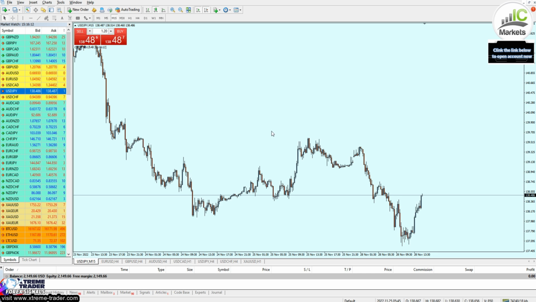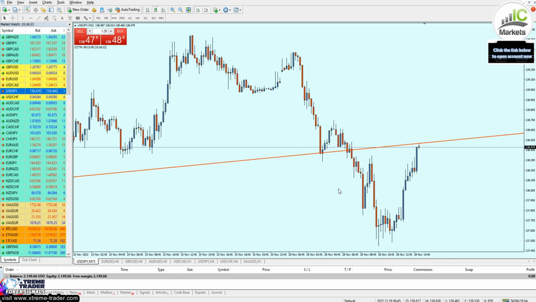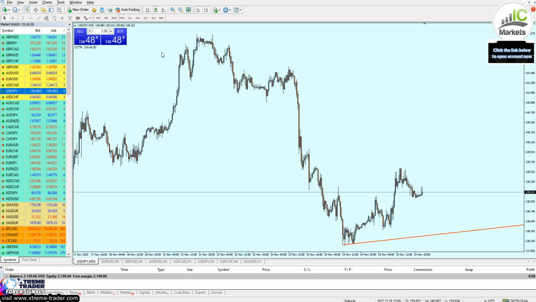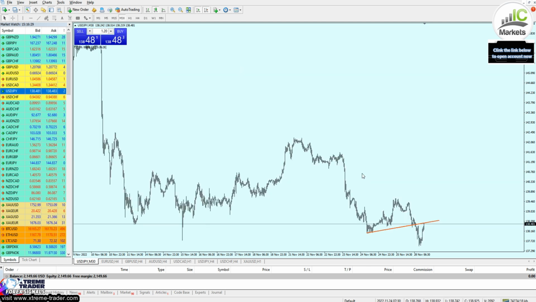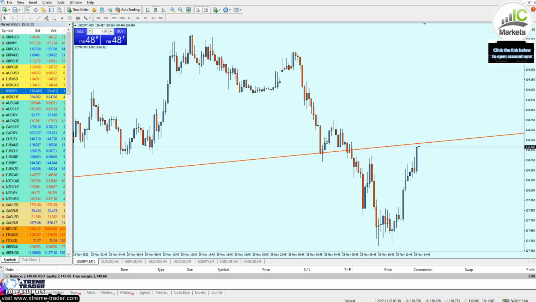USD-JPY. We are having here the support trend line. Let me just think, guys. We are having here the support trend line, which has been recently broken out from. Let me just switch to the 30-minute time frame. All right, the 30-minute time frame is showing us something interesting also.